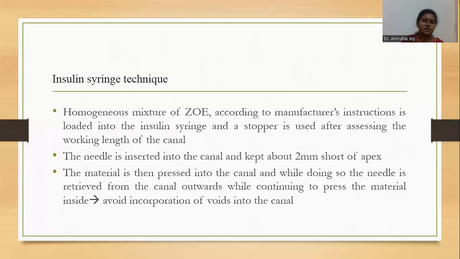Then insulin syringe technique. Here a homogeneous mixture of zinc oxide eugenol is loaded into the insulin syringe, and a stopper is used after assessing the working length. And then the needle is inserted into the canal and kept about 2 mm short of the apex. And the material is then pressed into the canal, and by doing so, the needle is retrieved from the canal outwards and continue to press the material till the canal orifice is filled.